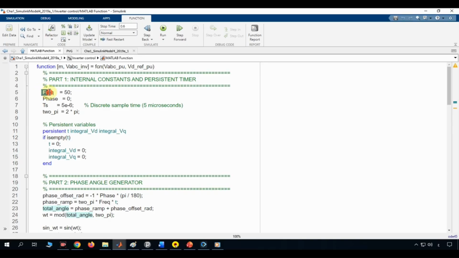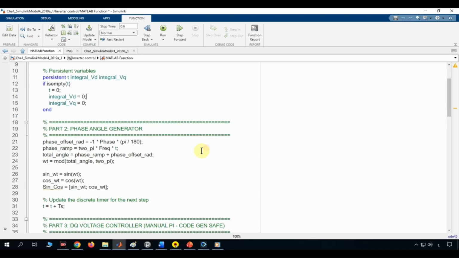Three constants are defined right away. Frequency is set to 50, meaning this inverter is synchronized to a 50 Hz grid. Phase is set to 0, meaning there's no artificial phase shift being added. And the sample time, TS, is set to 5 microseconds, which matches the discrete solver step used everywhere else in this model. Then we hit three persistent variables, T, integral VD, and integral VQ.